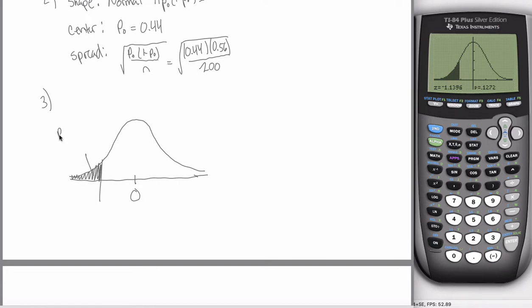This is your p-value. And the p-value, it tells me in this problem, is 12.72%. I don't care if you write that as a decimal or as a percentage. Either way is fine. And what your p-value is in a left-tailed test is the area to the left of your test statistic. So you can indicate your test statistic with a z. So in this case, it's negative 1.1396.